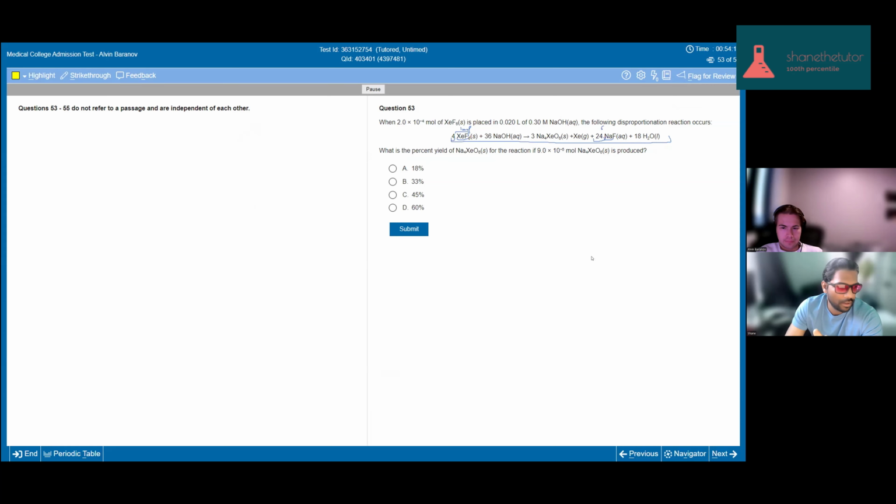Let me just do it like this. Let's say we had 4 moles of this, so we should have 24 moles of this. That's the theoretical. Let's say that when we do the experiment though, because we're not perfect, you start with 4 moles of this, and you're not going to get anything higher than 24 moles of this, right?